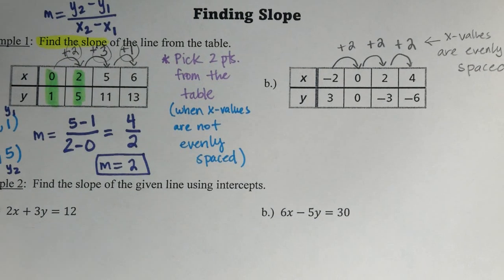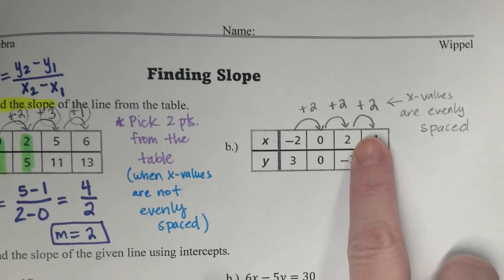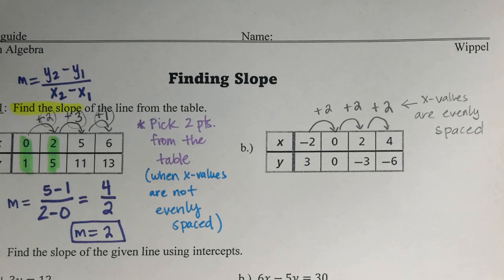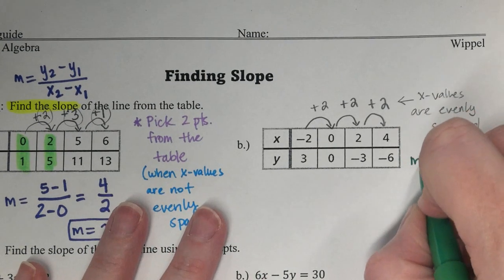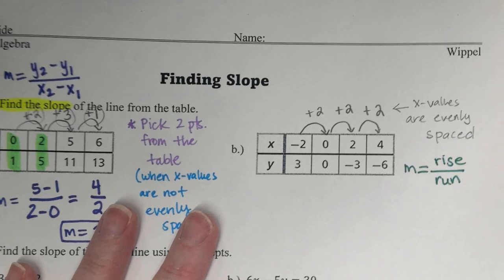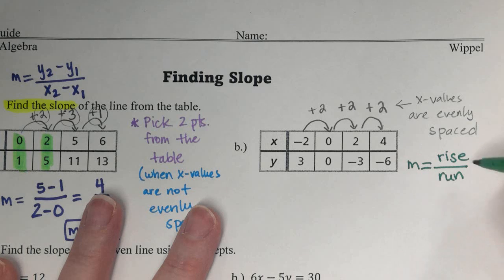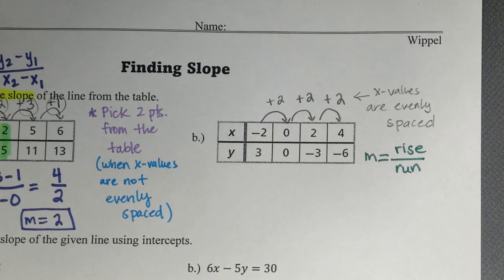For part B, I'm going to show you another method. You can only do this if the x values are evenly spaced, so you would have to check that first. If you see that they are evenly spaced, then you can use the rise over the run. So the slope is equal to the rise over the run. Does the rise compare to the x's or the y's? Yes, the y's, and then the run is the x's.